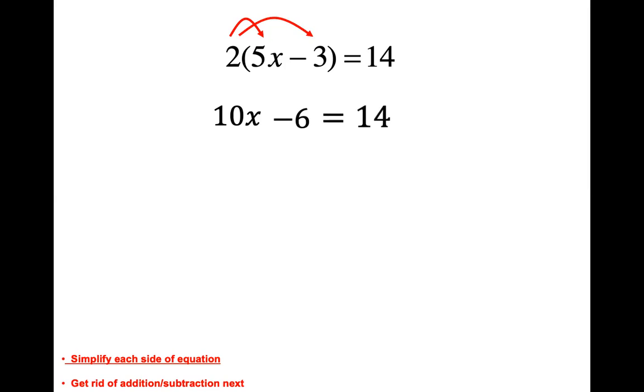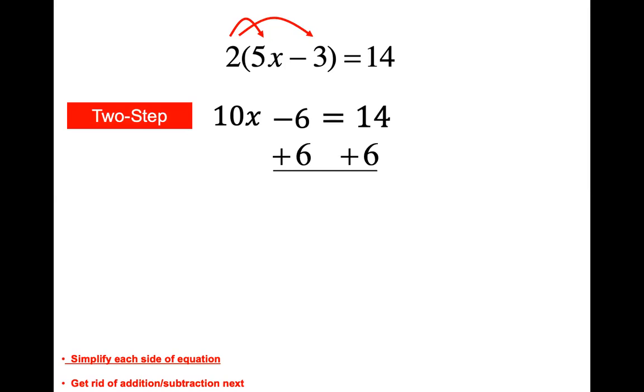Right equals 14. Now it's a 2-step equation. Add 6 to both sides. Divide by 10. We get x equals 2.